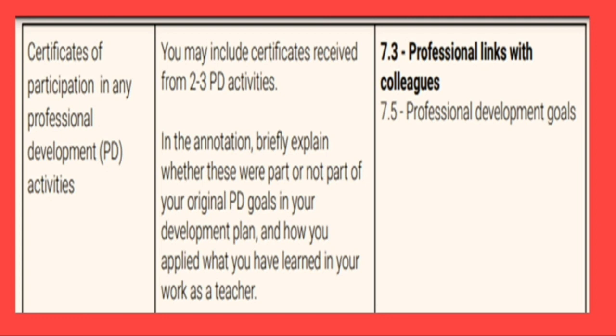The next strand is 7.3, Professional Links with Colleagues. 7.5, Professional Development Goals. So, you may need your certificates of participation in any professional development activities. So, at least 2 to 3 certificates would do. And then, in the annotation, briefly explain where these were part or not part of your original PD goals in your development plans and how you applied what you have learned in your work as a teacher.